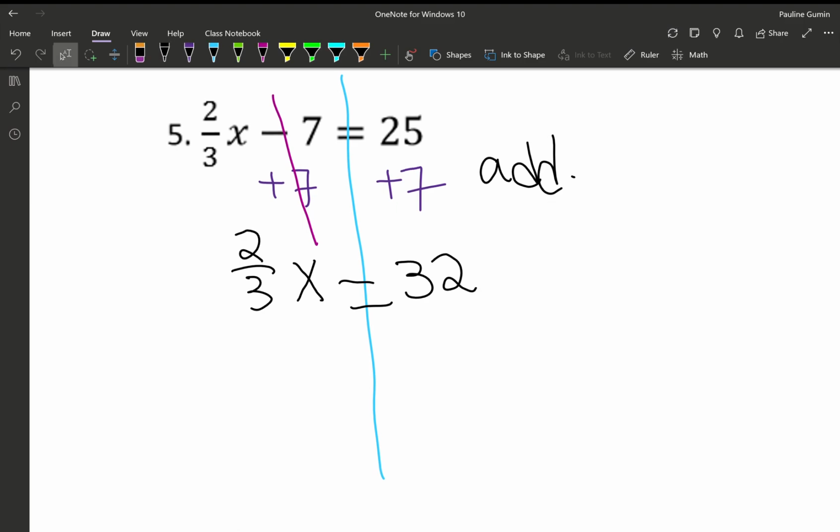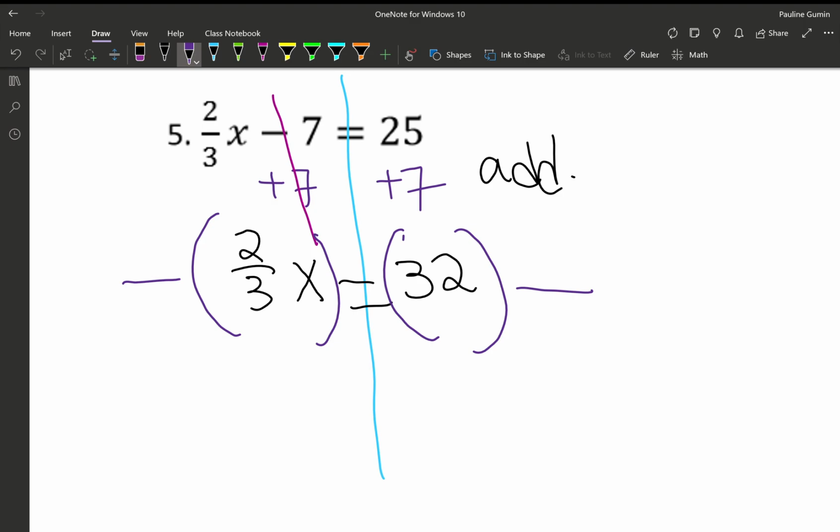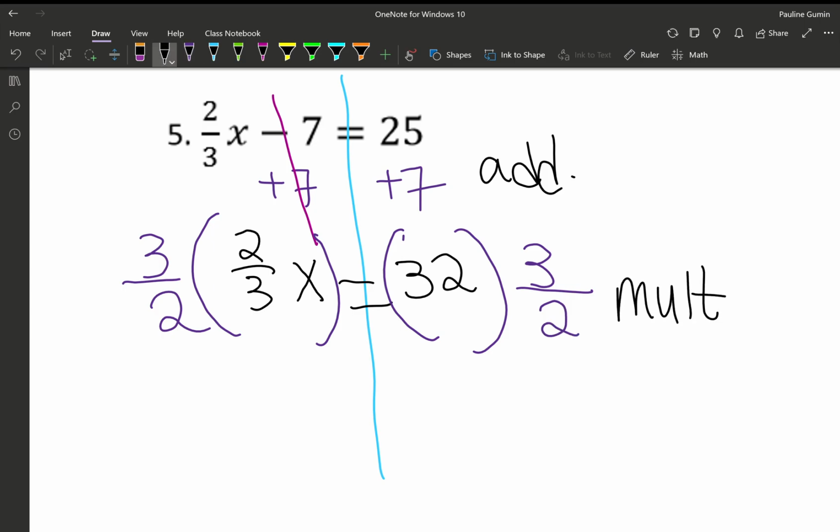We have 2/3. That's division. To undo division, we're going to multiply. So I'm going to put both sides in parentheses, and I'm going to multiply by the fraction flipped upside down. So instead of 2 over 3, I'm going to multiply by 3 over 2. On the left, there's a 3 on the top of the fraction, 3 on the bottom. They cancel. 2 on the bottom, 2 on the top. They cancel. I'm left with x. On the right, 32 times 3 is 96, divided by 2 is 48.